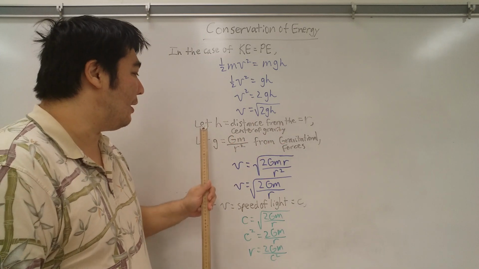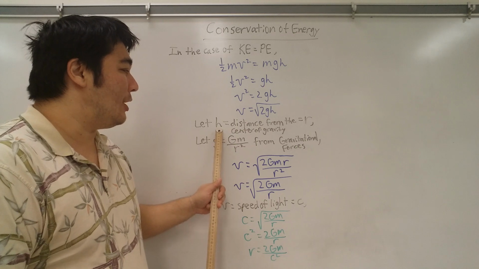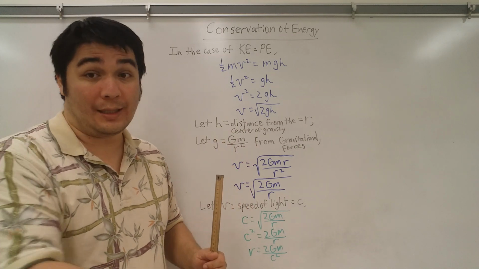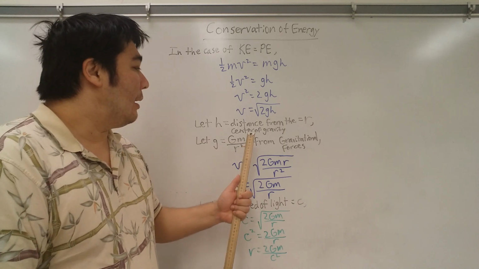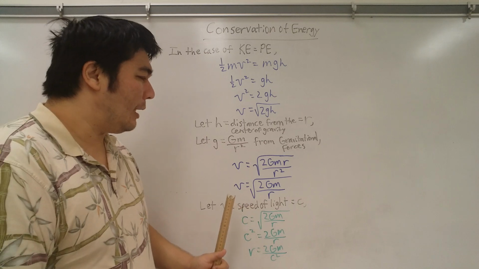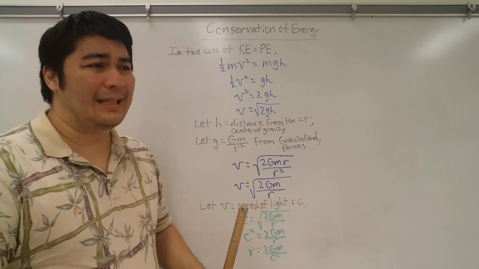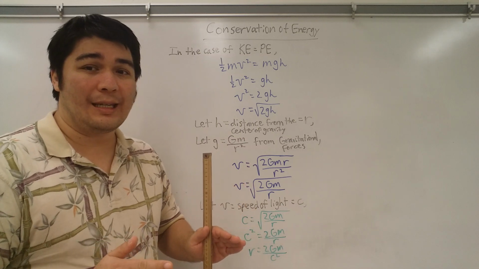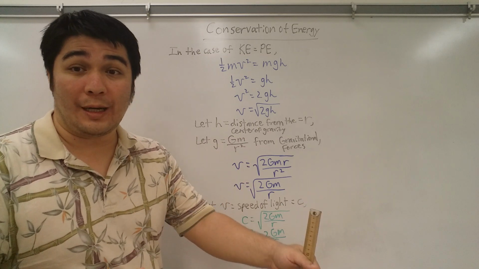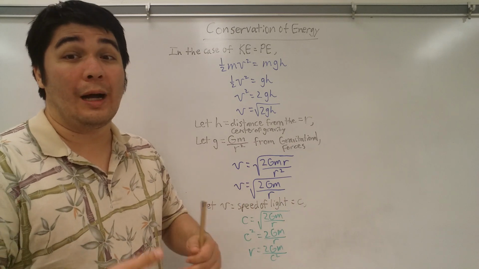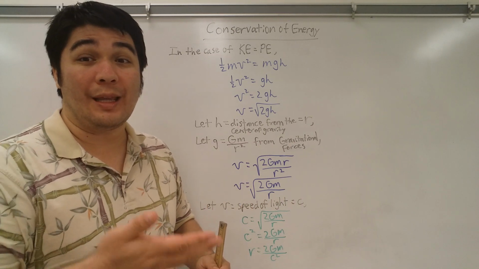That's why I wrote this part here. In this case, we're going to let h equal the distance from the center of gravity of that object, which in this case is the center of the Earth, and we're going to let that equal r. You'll see why in a little bit. It kind of doesn't matter, it's just that I wanted to make height distinct from the distance from the center of gravity, so that we're clear on why I set it up this way.